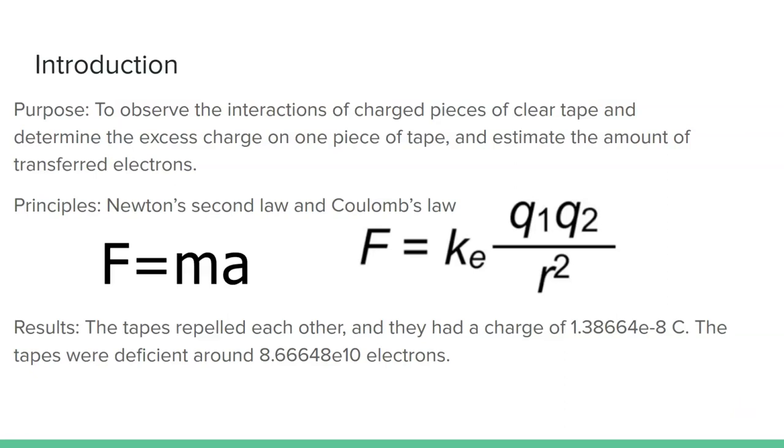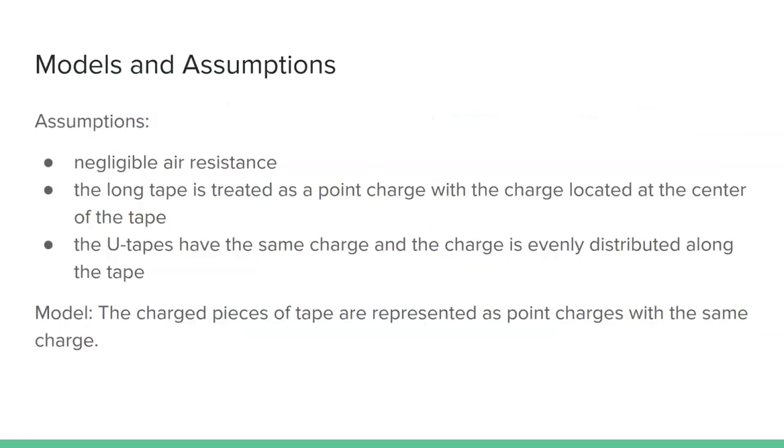The purpose of this lab is to observe the interactions of charged pieces of clear tape and determine the excess charge on one piece of tape, and this will help me estimate the amount of transferred electrons between the tapes. The principles I used were Newton's second law and Coulomb's law as shown below. The results of this experiment were that the tapes repelled each other and they had a charge of 1.386 E-8 coulombs, and the tapes were deficient around 8.666 E10 electrons.